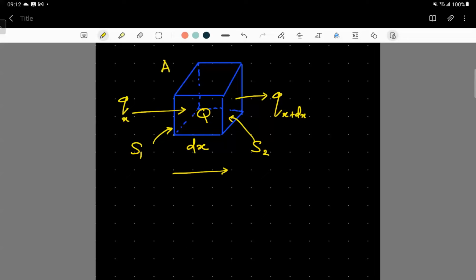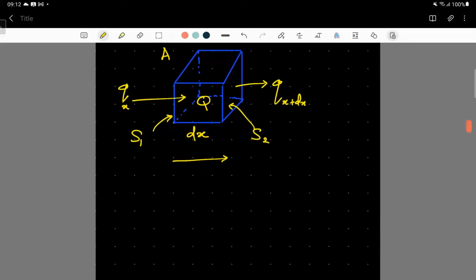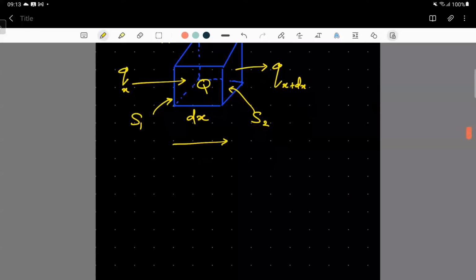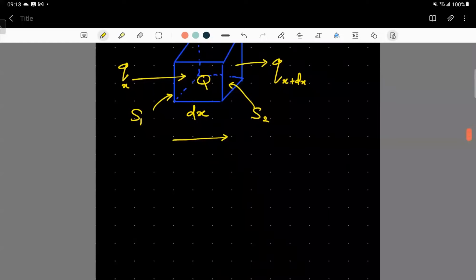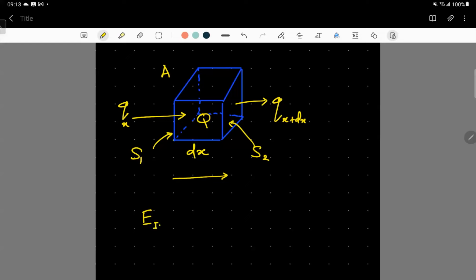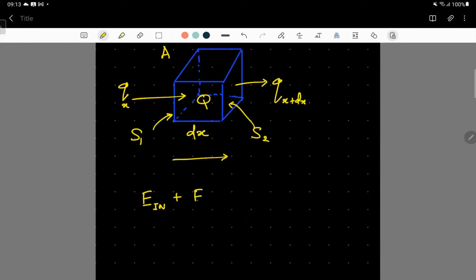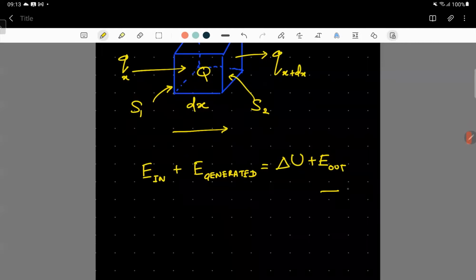Now we simply use conservation of energy. What does conservation of energy mean? The input energy should be equal to the output energy of the system. We do an energy balance. So when we consider the energy balance, the input energy plus whatever heat is generated inside the control volume should be equal to the change of the internal energy, or in this case the stored energy, plus whatever heat is output from the system. Simple energy balance.